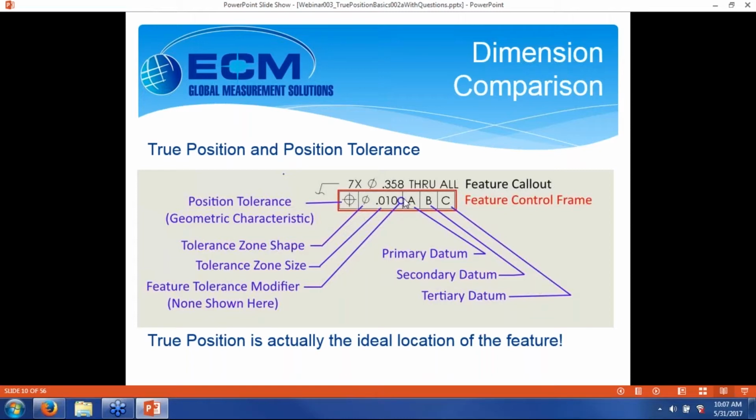Quite often you'll have a modifier of some sort here, modifier for the feature tolerance. Typically, probably most commonly would be maximum material condition. And then to the right of that, you have the datum scheme, primary, secondary, and tertiary datums from left to right. When we talk about true position, the way a lot of people use it is actually kind of a misnomer. True position is actually the ideal location of the feature, and what this symbol represents is really the position tolerance.